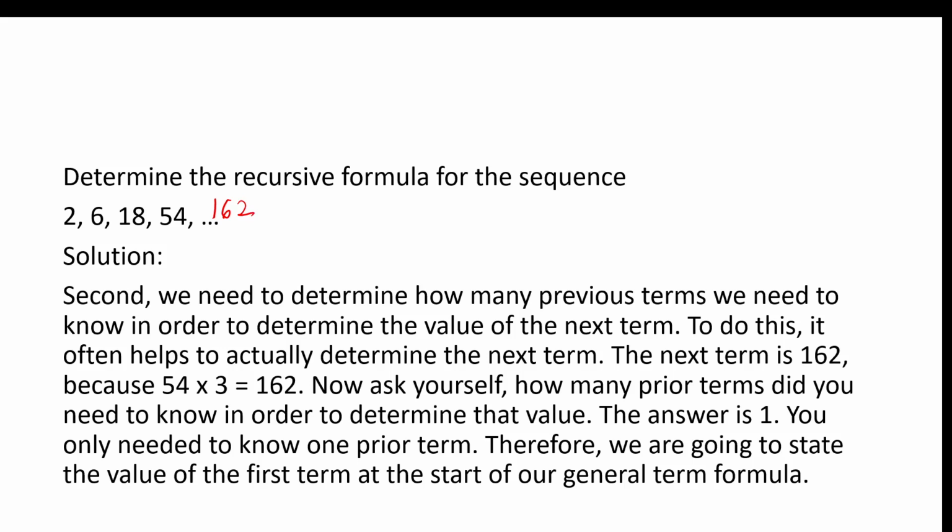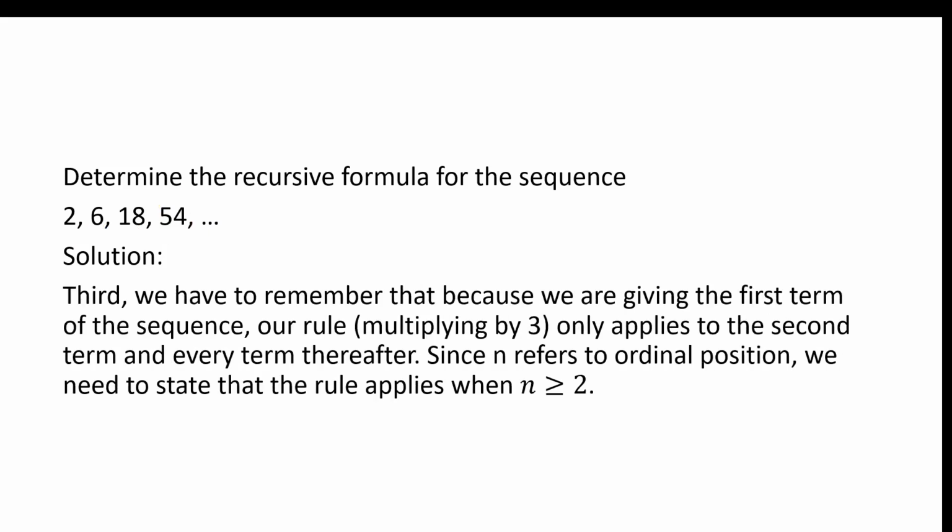Well, how did you figure that out? What you did is you determined 54 times 3. Now ask yourself, how many prior terms did you need to know in order to determine that value? And the answer is 1. You only needed to go back to the 54 to get 162. You didn't have to consider the 18 or the 6 or the 2. So therefore, you're going to determine one term at the start of the general term formula.